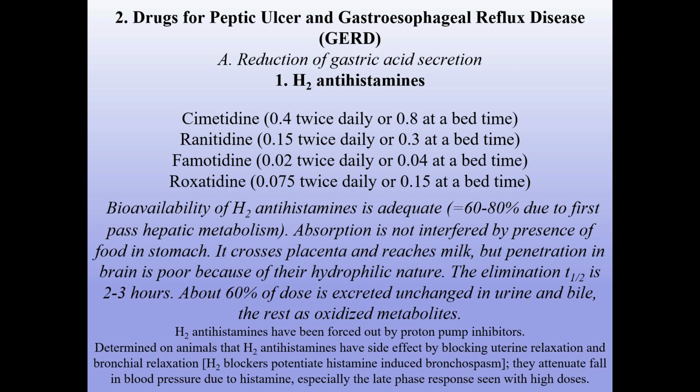First is reduction of gastric acid secretion. Pharmacological group: H2 antihistamines. These are cimetidine 0.4 twice daily or 0.8 at bedtime, ranitidine 0.15 twice daily or 0.3 at bedtime, famotidine 0.02 twice daily or 0.04 at bedtime, and roxatidine 0.075 twice daily or 0.15 at bedtime.